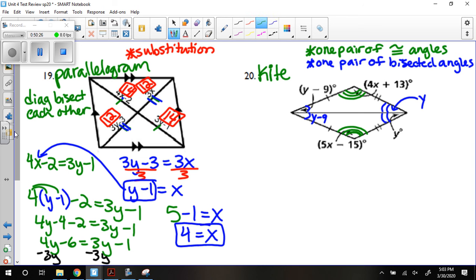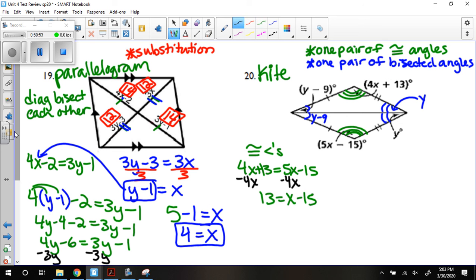For my first equation, I'm going to focus on those angles that are congruent. So my congruent angles are going to be the green ones, which are 4x plus 13, which is equal to 5x minus 15. I can subtract my 4x, so 13 equals x minus 15, and add 15. So 28 is what x is.